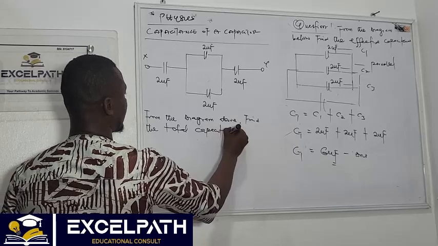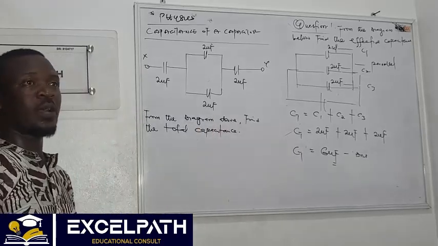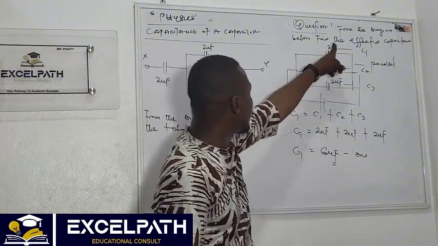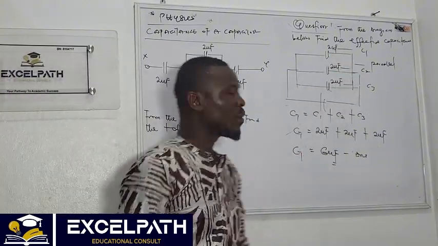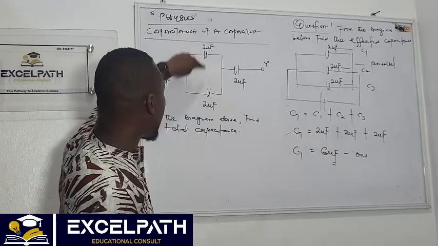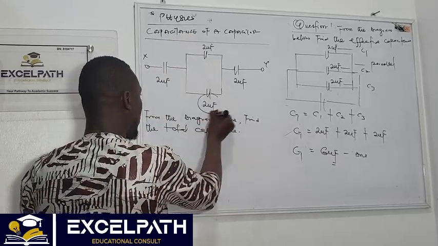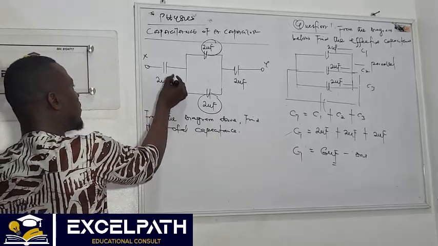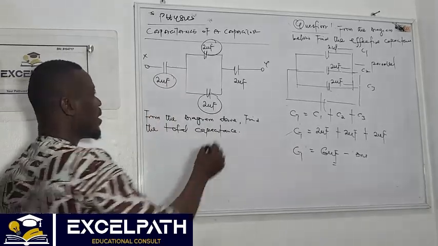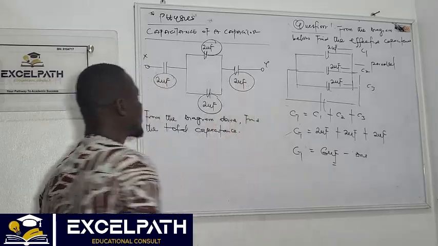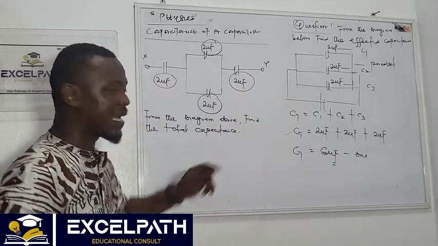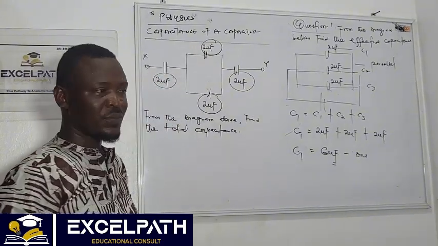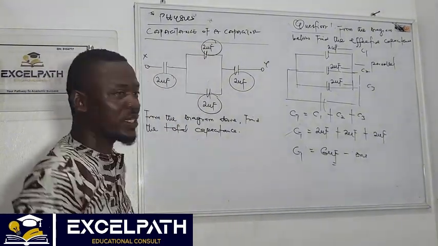Find the total capacitance. Student, look up. Remember, I told you that whenever you have something like this, it is in parallel. So definitely this one and this one are both in parallel. But this one that is standing alone is in series, and this one also is in series. But for me to get the total capacitance, I have to resolve this parallel first.